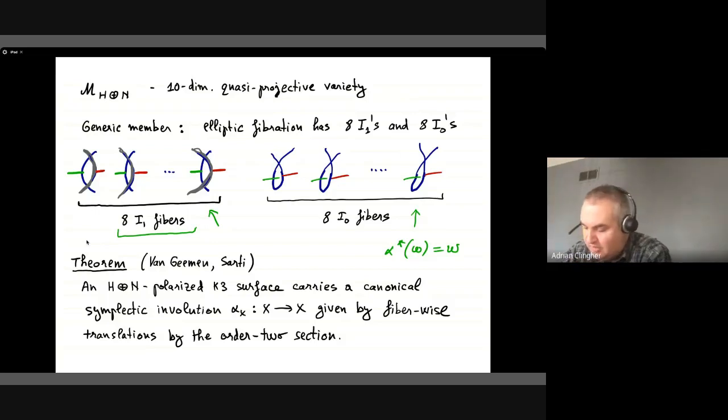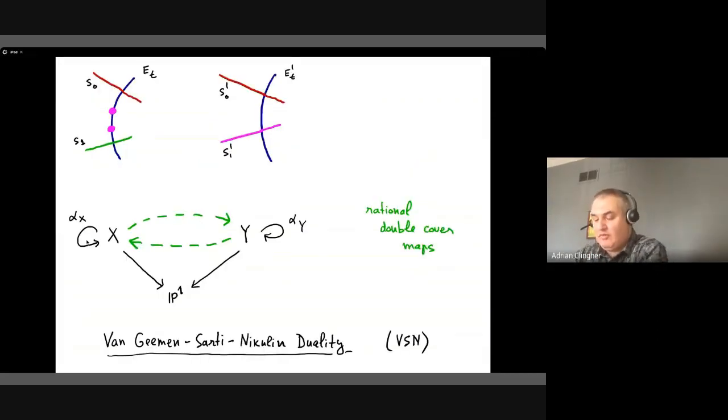So this theorem of Van Geemen and Sarti, I kind of already discussed. Every time I have an H plus N polarized K3 surface, by translating with this section of order 2, one actually gets an involution of the K3 surface, which is symplectic. So now this leads to an interesting phenomenon. So let's suppose that I'm looking at what happens on a smooth fiber in my K3 surface X.